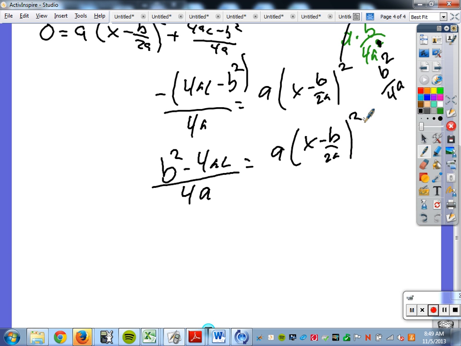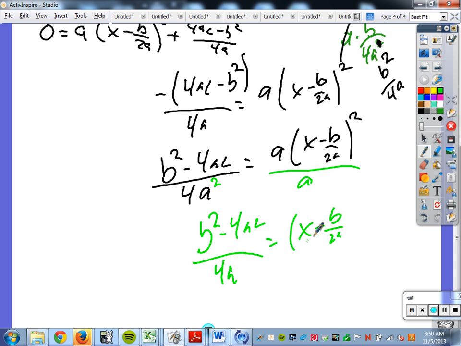I got 2 more steps, guys. We're almost there. It's like, why do I care about this? But it's cool. How do I get rid of this a? We divide, right? When I divide, I put an a down here to make it a squared, because if I put it downstairs, it's just still downstairs. A times a is a squared. Does that make sense where that comes from? So now I'm at b squared minus 4ac, that's part of our quadratic formula, isn't it? Over 4a squared equals (x minus b over 2a) quantity squared.